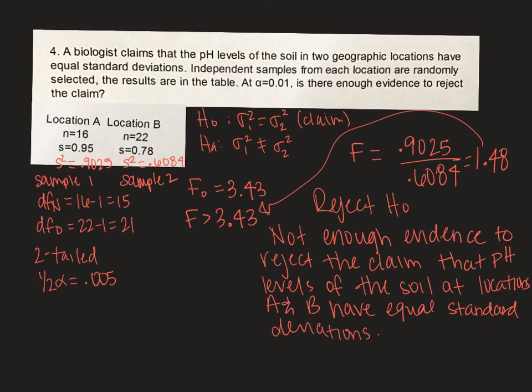So always just make sure you're interpreting in context. Always make sure your bigger variance is in the numerator. If you do those two things, you really can't mess these problems up. The worst part of it is the amount of tables.